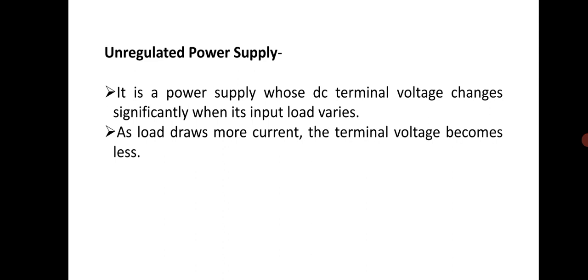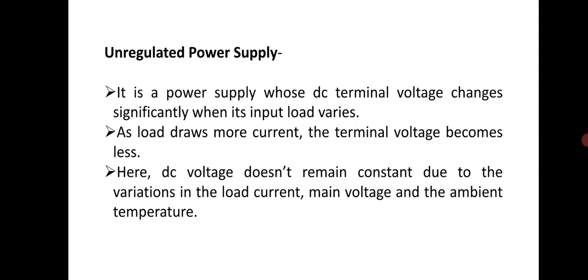So such a power supply wherein the output voltage is fluctuating is what we call an unregulated power supply. As the load draws more current, the terminal voltage becomes less. Here, the DC voltage doesn't remain constant due to the variation in the load current, main voltage, and the ambient temperature. So these are the factors on which the DC voltage depends. If the output DC voltage is not constant with the variations in the load current, the main voltage, and the ambient temperature, then such a power supply we call an unregulated power supply.